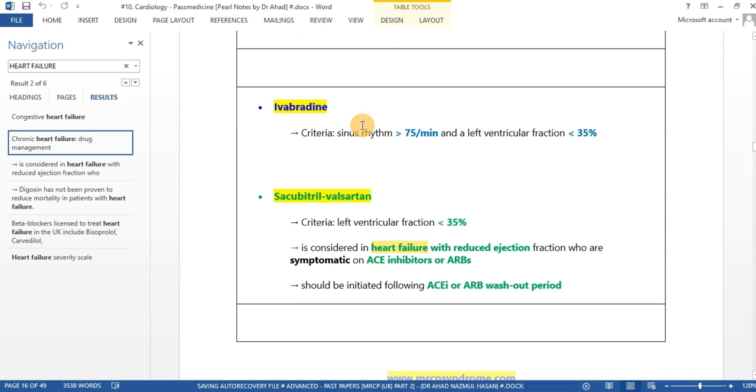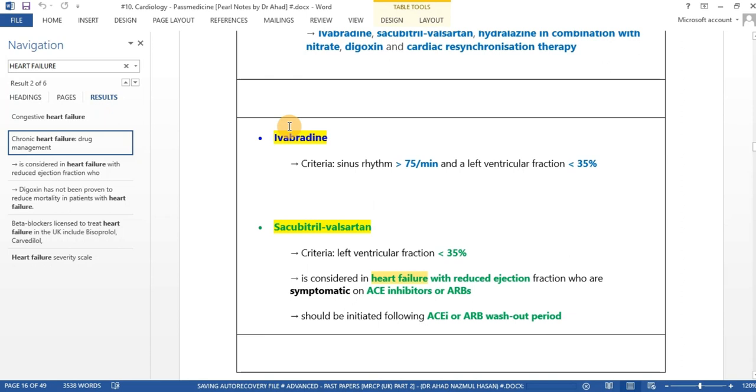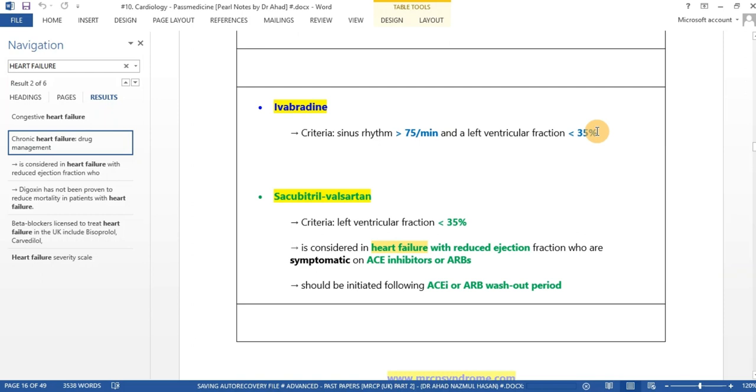Now, after the second step, they prefer SGLT2 inhibitor. Yes, they have added the SGLT2 inhibitor as well after the second line treatment. So ivabradine has two strict criteria: one is the heart rate should be greater than 75 and ejection fraction should be less than 35%.